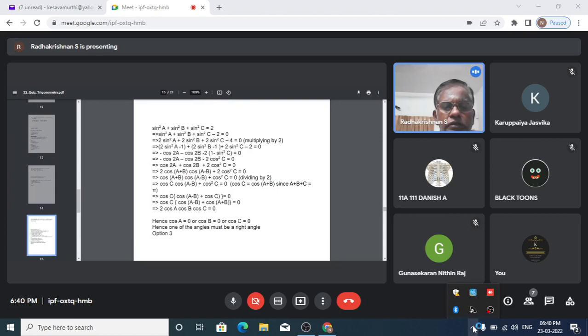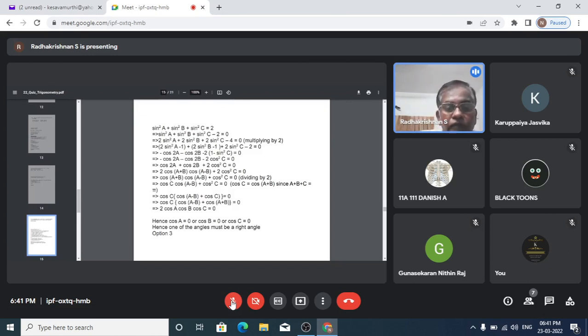Cos c into cos a minus b. So here we can take out cos c. So then it becomes cos c into cos a minus b plus cos c equal to 0. So again this cos c is equal to cos a plus b. So it becomes 2 cos a cos b cos c equal to 0. So it's a series of transformations we can get like this.